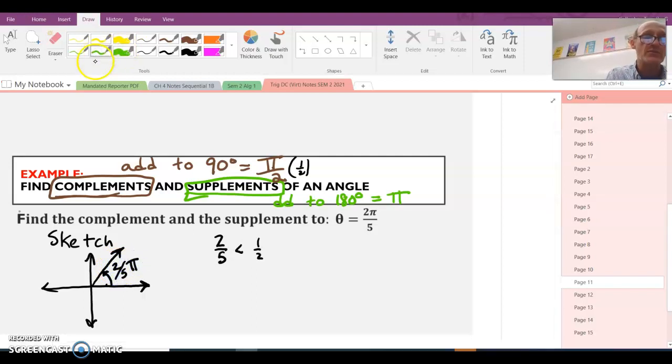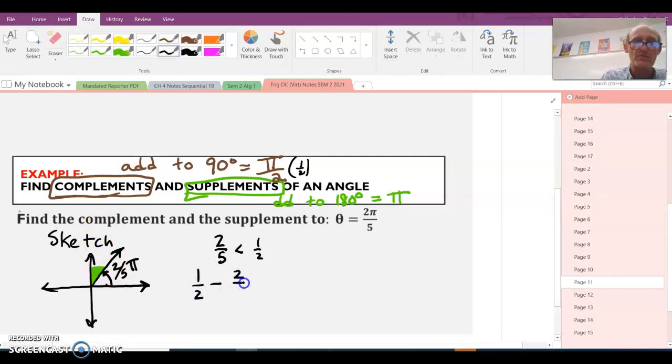Now, if you want to find the complement, that's this angle right here, because the complement of two angles add to 90. And 2/5 plus this angle will add to 90 degrees. So how do we find that angle? Well, this whole angle here is 1/2. So we're going to take that 1/2 and subtract 2/5. Now 1/2 minus 2/5 is 5/10 minus 4/10, which is 1/10. So the complement to this angle is equal to 1/10 pi.